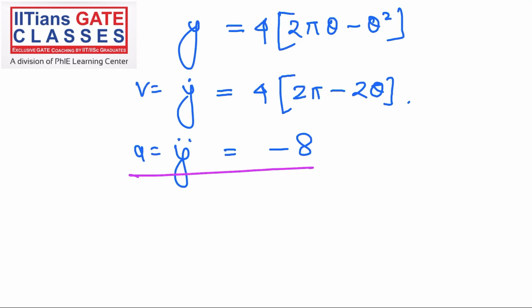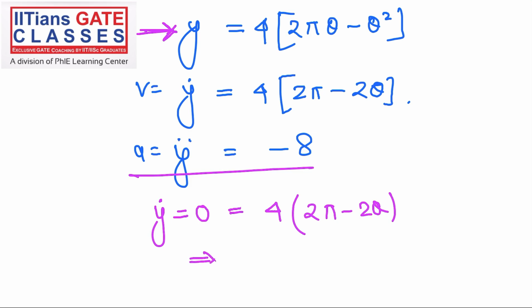So what is the minimum value of y? Since y double dash theta is negative, if we substitute the first derivative of y as 0, we'll get the maximum value of y. Where does the maximum value of y lie? If we equate the single derivative of y equal to 0, this is equal to 4 times 2 pi minus 2 theta. From here you will see that theta is equal to pi.